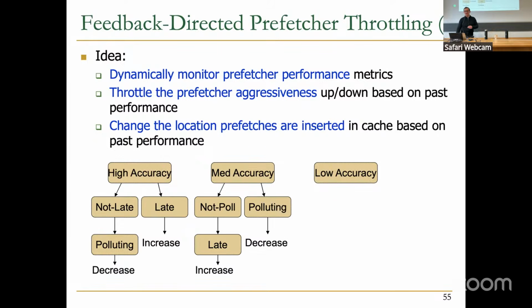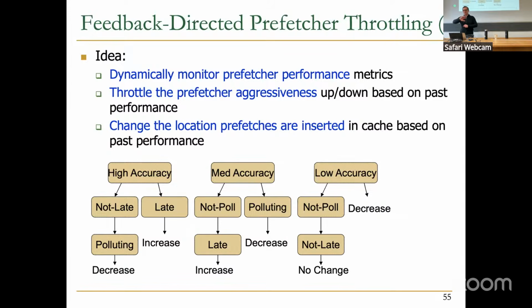If it has medium accuracy, but it's polluting, then we decrease the aggressiveness. You can basically form the full decision tree, which is in the paper, which I'm not going to talk about. But for example, you have no change if it's this way, but otherwise, if it's low accuracy, you decrease the aggressiveness. So accuracy is important, as you can see.